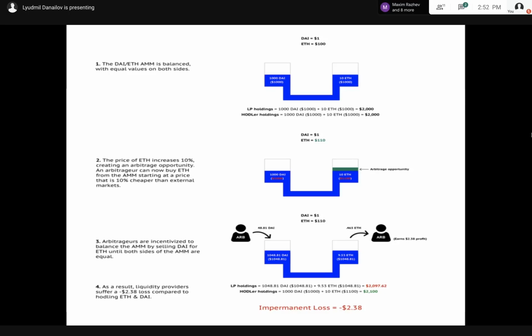So initially, as you can see in the slide, the DAI Ethereum AMM is balanced with equal values on both of the sides. So $1,000 worth of DAI and $1,000 worth of Ethereum make up $2,000 combined. And as you can see, there isn't really a difference now whether you're providing liquidity or hodling. It's the same.